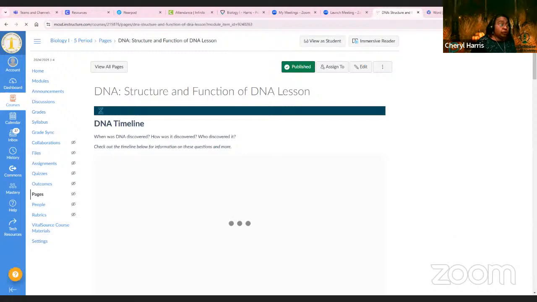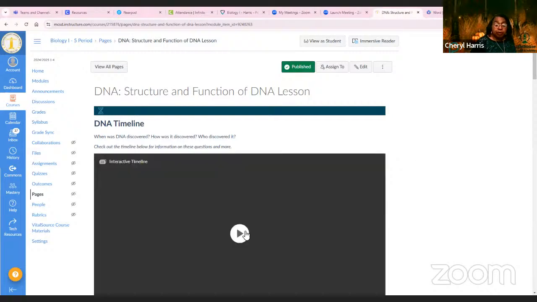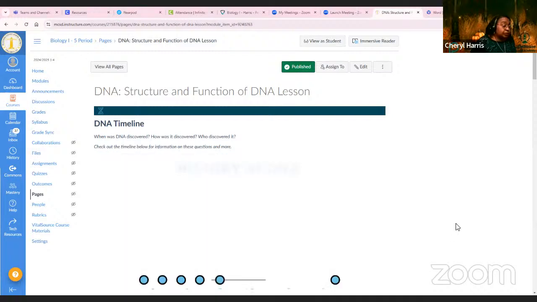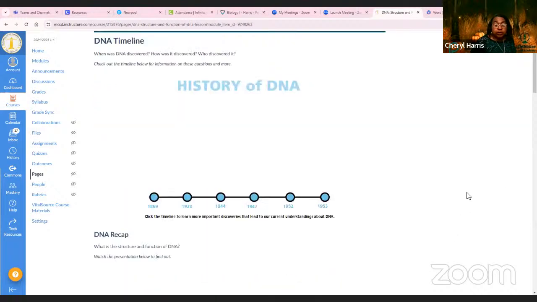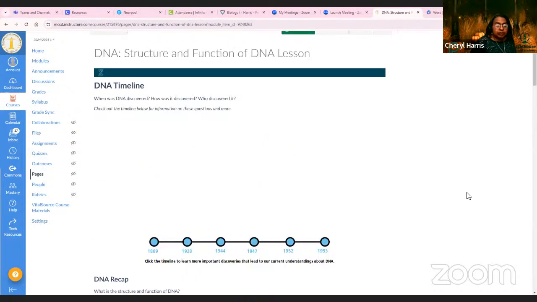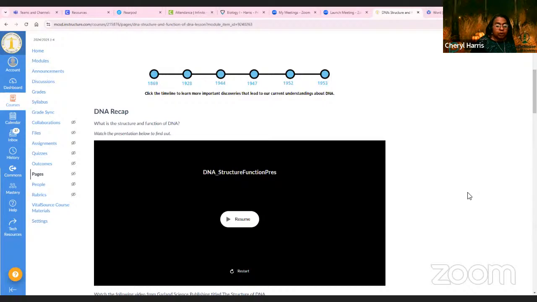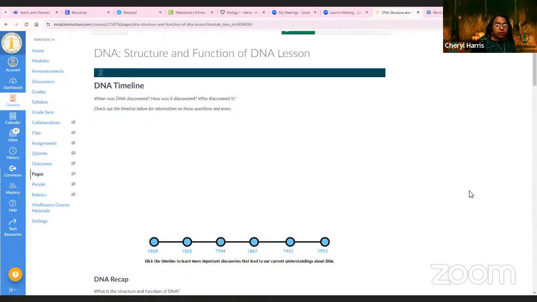All right, so just to do some historic background, we want to look at this timeline. Mine is taking its sweet time loading. There we go. All right, so on this timeline, I'm going to go through and play it, but as always, you can go back and play it for yourself. When we do the recap, we're going to go ahead and do the Nearpod for the next two. So we're really just going to do this first part so that you get some historic background to DNA.